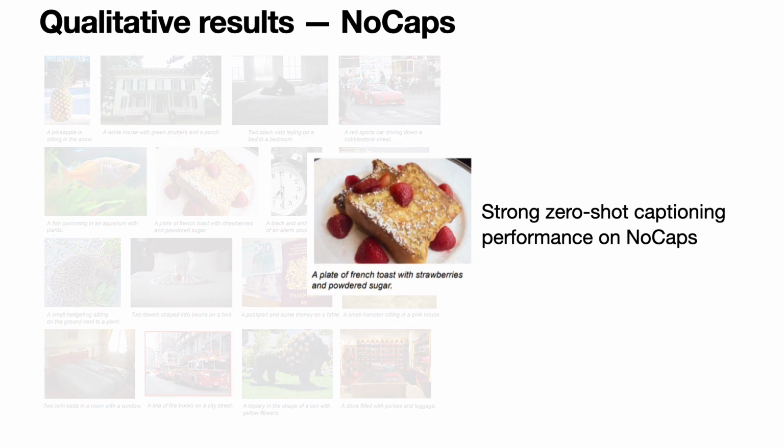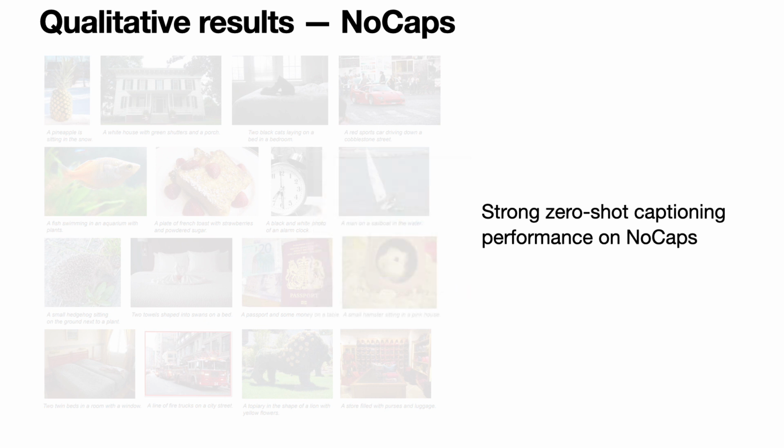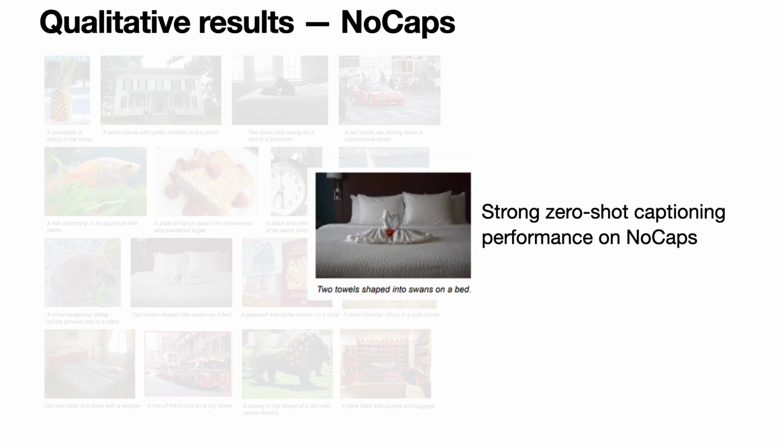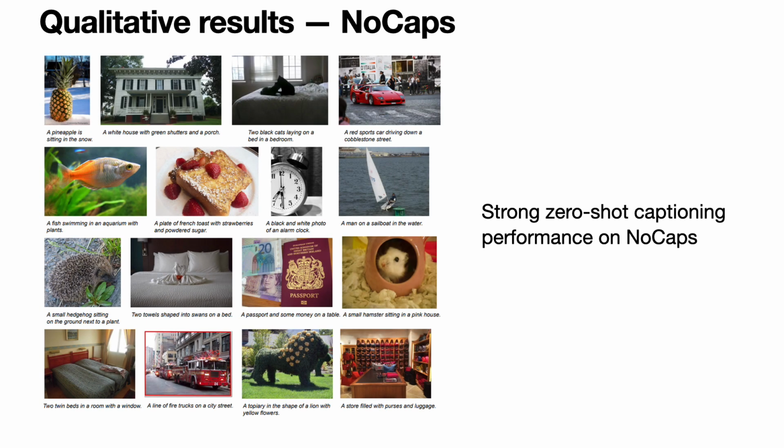Let's look at some example predictions. A plate of French toast with strawberries and powdered sugar. A topiary in the shape of a lion with yellow flowers. Two towels shaped into swans on a bed. You can pause the video to examine the others.